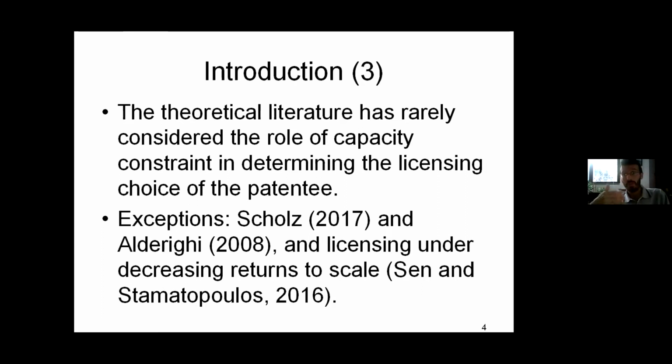What we consider here is a situation where it is the patentee who is capacity constrained. Furthermore, our work is somehow related to those papers that consider the case of decreasing returns to scale. Debapriya and Georgios Stamatopoulos have written many papers on this.